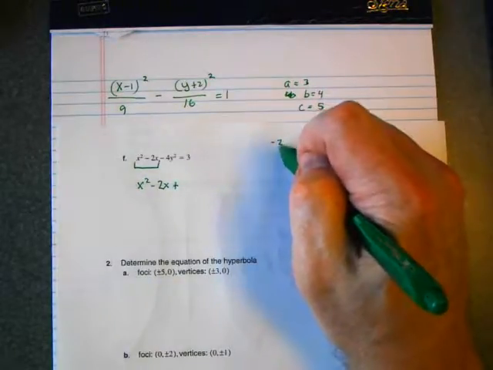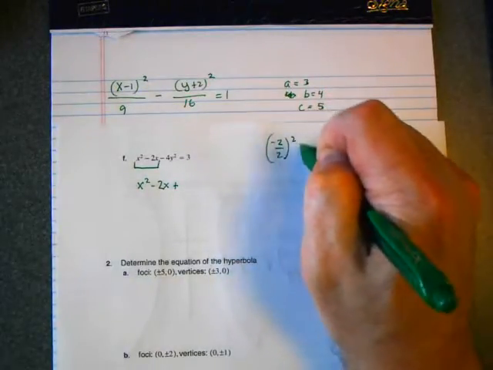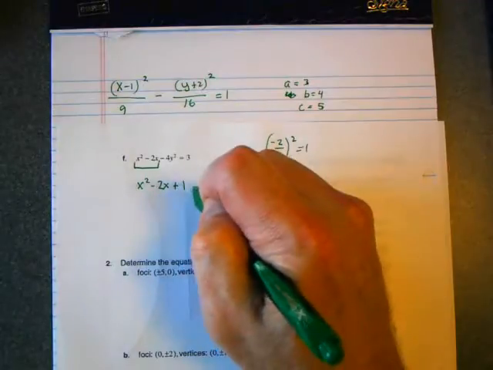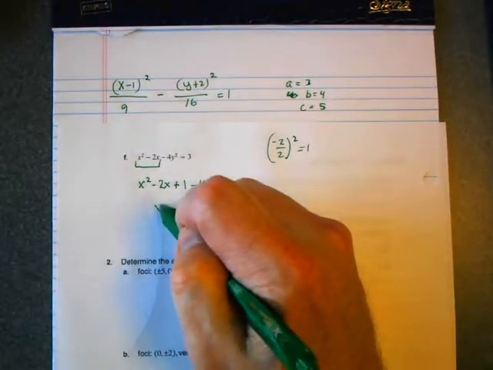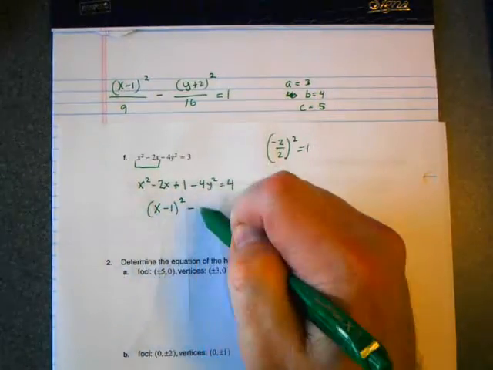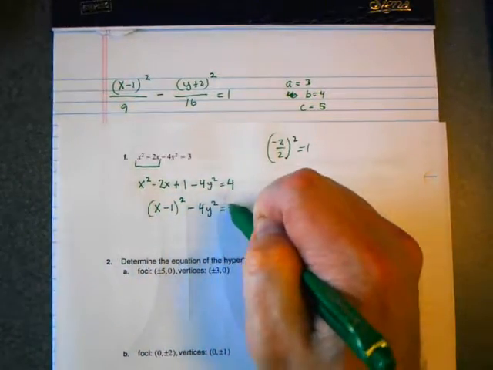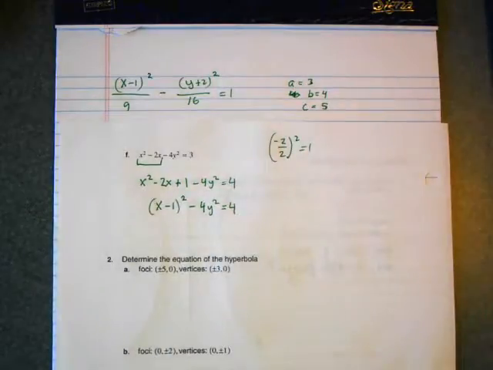Because I take the negative 2 in the middle, I divide it by 2 and I square it. That's 1. So I would have to write this as (x minus 1) squared minus 4y squared equals 4. And then you would divide both sides by 4 and you would have it exactly in the form that you need.